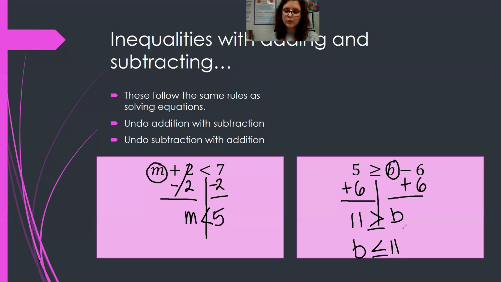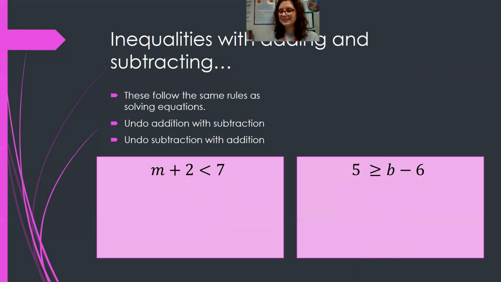So the reverse of 11 is greater than or equal to b is b is less than or equal to 11. We can check this by choosing a number such as 2. Is 11 greater than or equal to 2? Yes, 11 is greater than 2. Let's do it in the reverse. 2 is less than or equal to 11, and that's also true. 2 is less than 11.